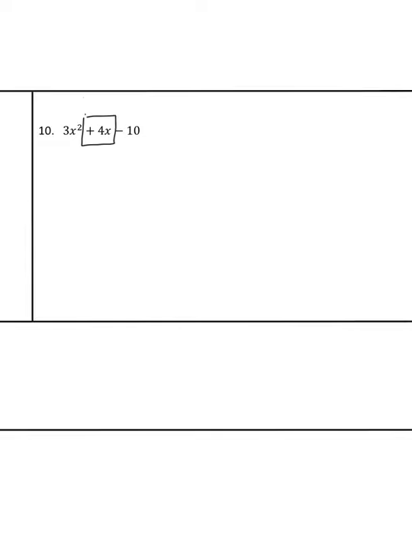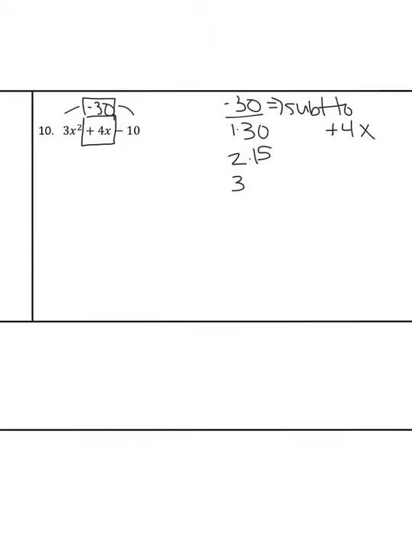All right, so boxing that 4x, and then I pull that 3 and that negative 10, which is negative 30. So I have a negative 30 over here. And since it's negative, we're going to subtract to a positive 4x. That's where we have to go. So I have 1 times 30. I have 2 times 15. I have 3 times 10. And I have 5 times 6.